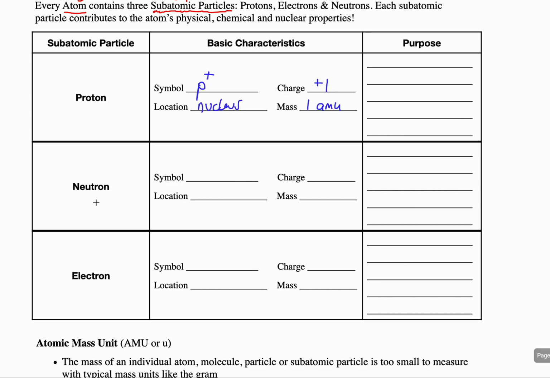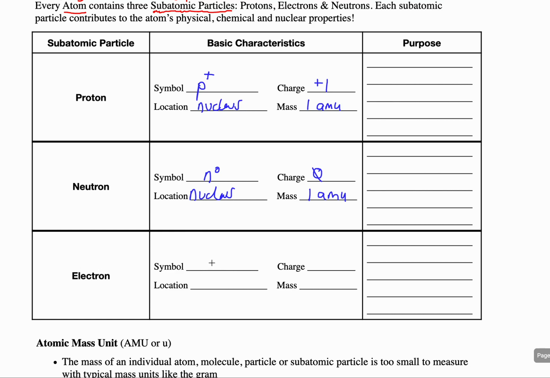Moving to the neutron. So the other body part, neutron, its symbol is N to the 0. So N for neutron, and that superscript of a 0 tells us about its charge. It is neutral. So value of 0, you can write the word neutral. The neutron's location is in the nucleus along with the protons. And a neutron, like a proton, each individual neutron contributes a mass of 1 AMU to the structure.